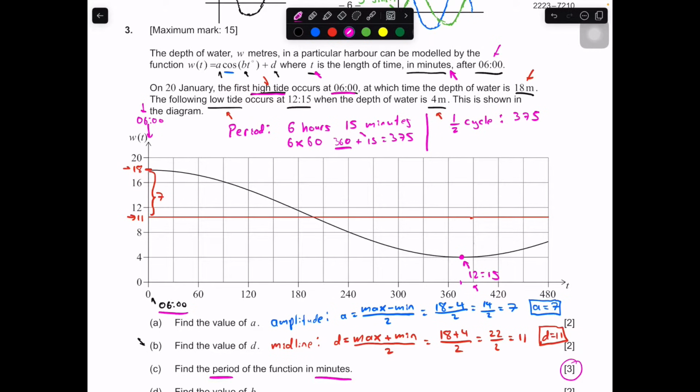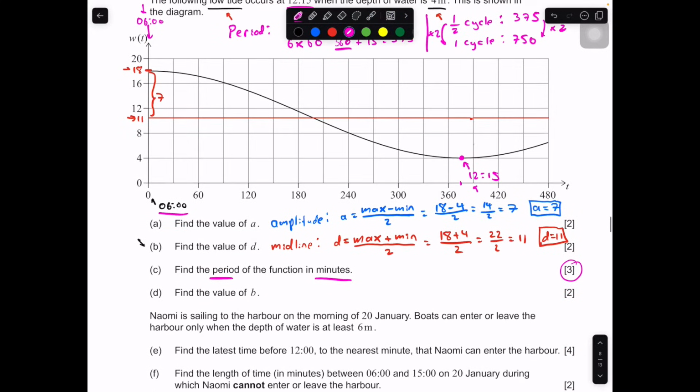Let me just make sure that's all correct. 6 hours plus 15: 6 times 60 is 360, plus 15, 375. Okay, so half a cycle in 375. How much is a full cycle? Well, we'll just multiply by 2. 375 times 2 will give us 750 minutes. Once again, from 6 in the morning to 12:15, we go 6 hours and 15 minutes. 6 hours, there's 60 minutes in every hour, 6 times 60 is 360, plus this 15 minutes. 375 minutes to go a half cycle, therefore a full cycle is 750. So let's say the period is equal to 750 minutes.